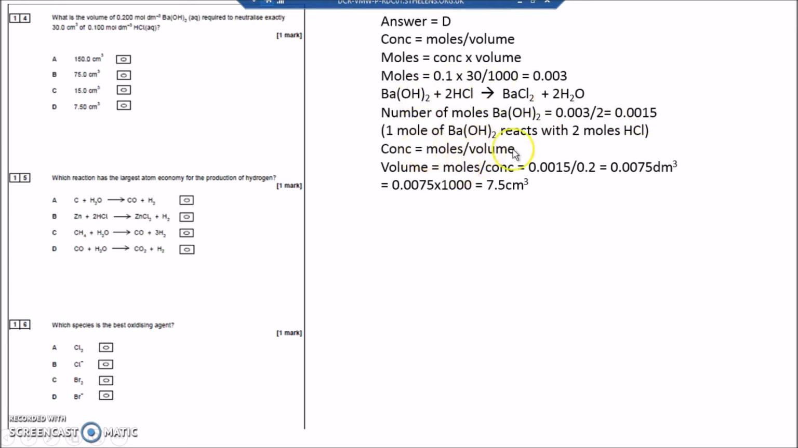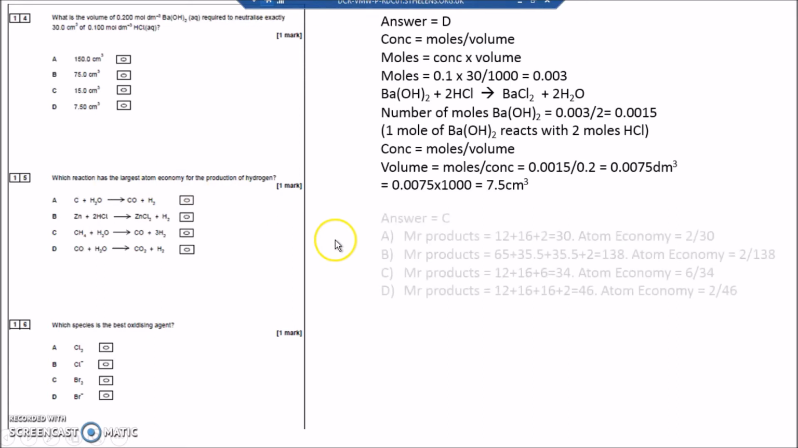So concentration equals moles divided by volume. So volume equals moles divided by concentration. Number of moles is 0.0015 for the barium hydroxide. My concentration is 0.2, so divide by 0.2, 0.0075 decimeter cubed. It wants it in centimeter cubed, so decimeter cubed down into a lower unit value of centimeter cubed, I'll multiply by 1,000, 7.5 centimeter cubed. The answer is D. Which reaction has the largest atom economy for the production of hydrogen?